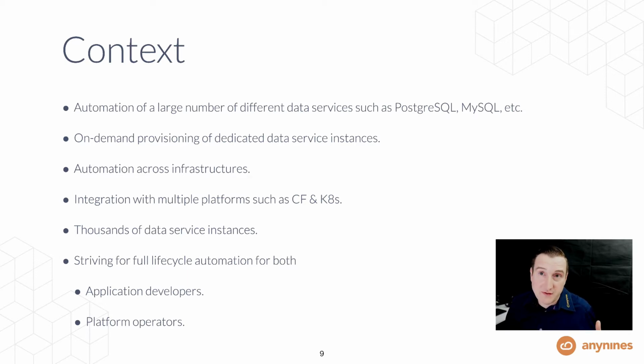Platforms, especially if they are a bit bigger, tend to be global. That means you often have different infrastructures you serve, for example Azure or AWS, Ali Cloud, or even on-premise infrastructure such as VMware or OpenStack. And therefore, a platform product and data service automation product should be able to work on all those infrastructures.